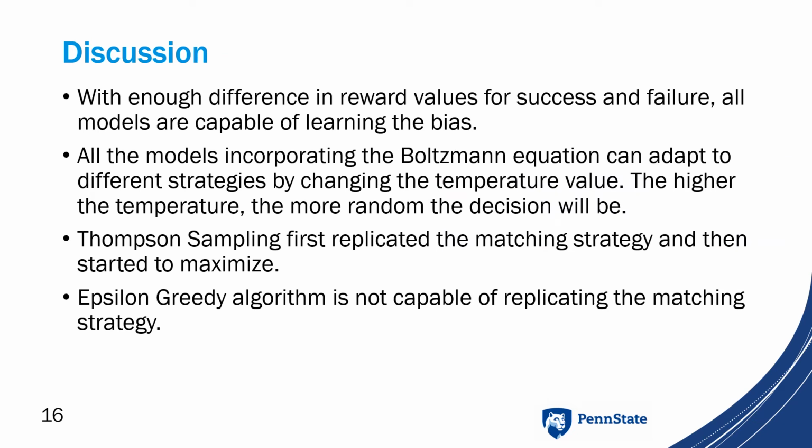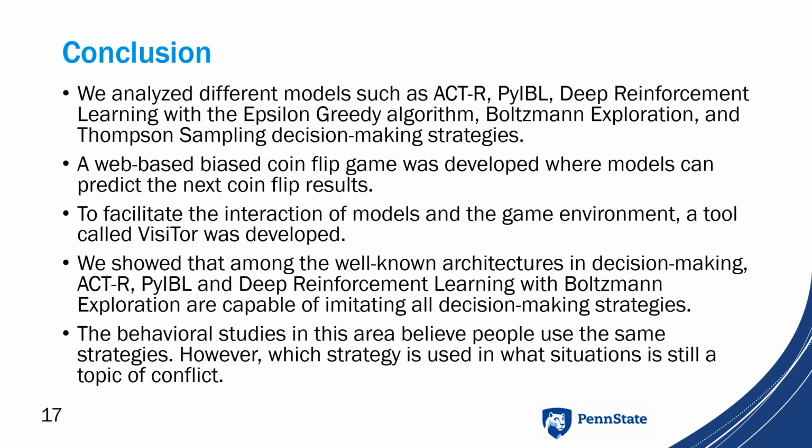Here we're going to summarize our findings. First, with enough difference in reward values for success and failure, all models are capable of learning the bias. Also, all models that incorporate the Boltzmann equation in their reward function and their decision-making strategies can adapt to different strategies by changing the temperature value. The higher the temperature, the more random the decision is going to be. Thompson sampling, unlike all the other models, first replicates the matching strategy and then starts to maximize, and Epsilon Greedy is simply not capable of replicating the matching strategy.